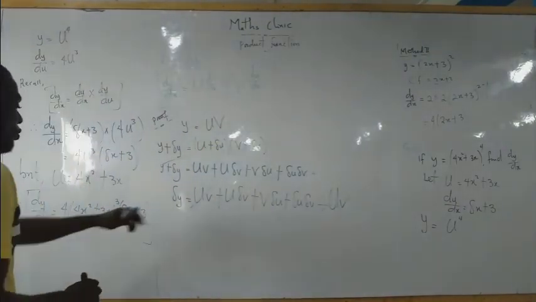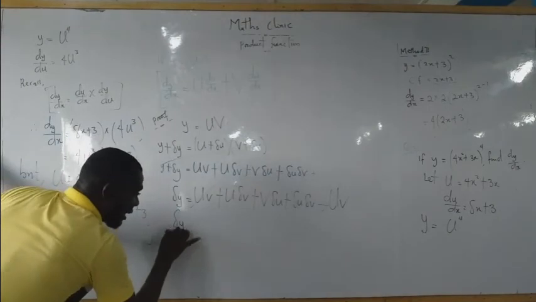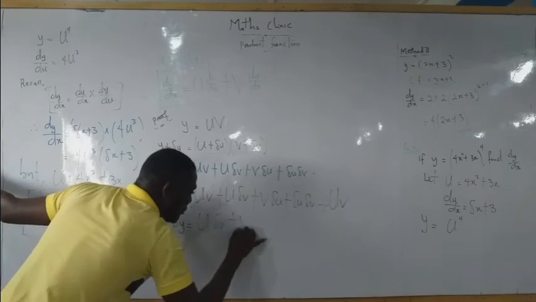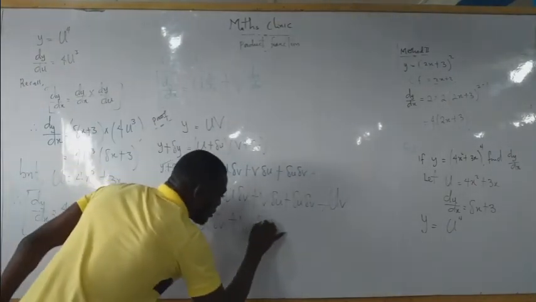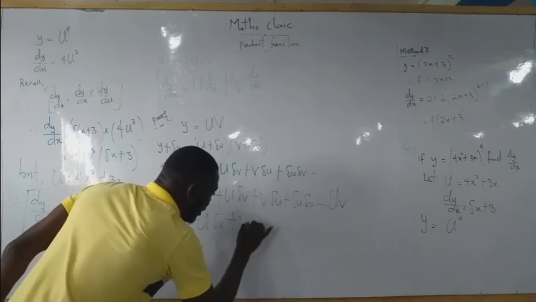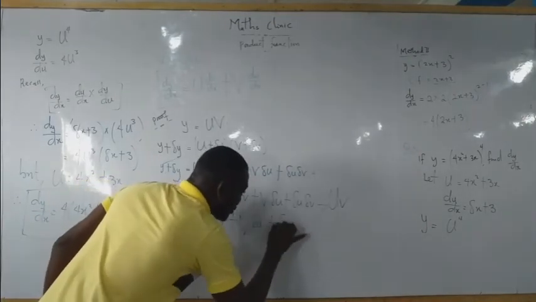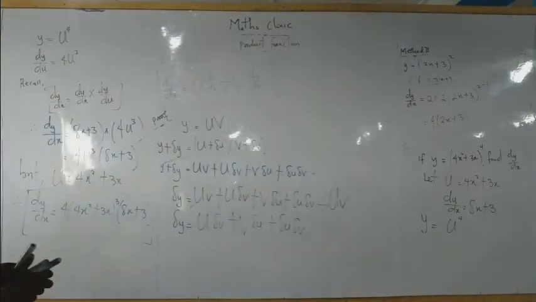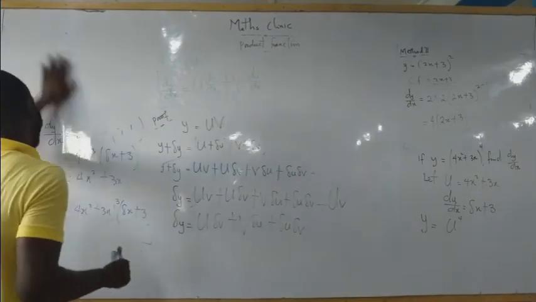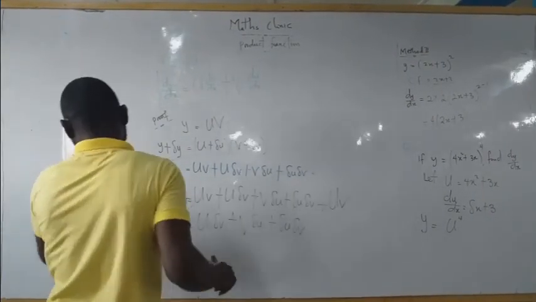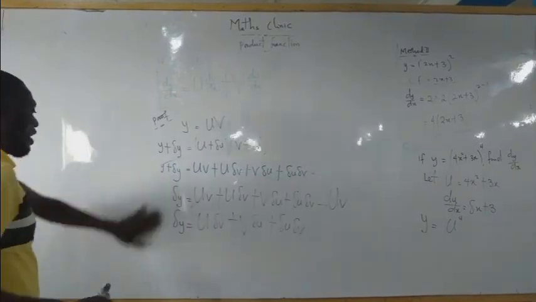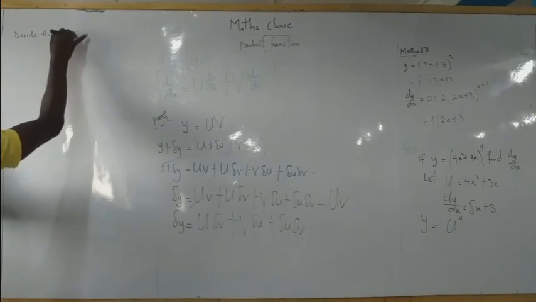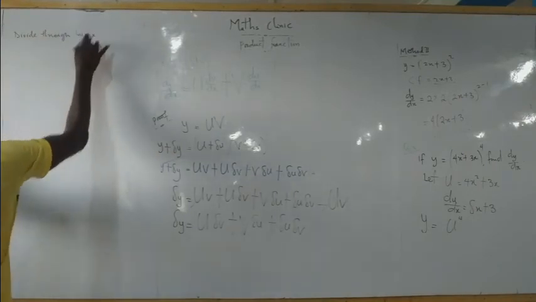This and this will go. So we are left with dy equals u dv plus v du, that's v changing u, plus u changing v. The next thing is to divide through by changing x. Divide both sides by changing x. Divide through by this.